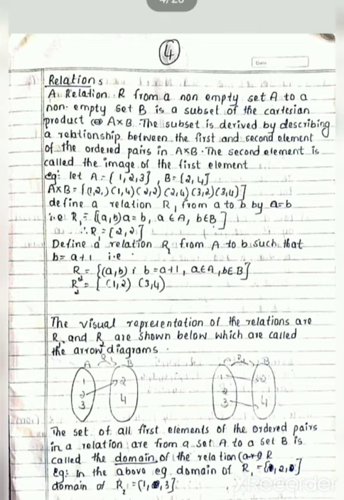Example given. Let A = {1, 2, 3}, B = {2, 4}. A cross B is {(1,2), (1,4), (2,2), (2,4), (3,2), (3,4)}. A relation is defined from A to B, capital, by a = b, and it is named as R. So now R = {(a, b) : a = b}. Relation is defined from capital A to capital B.